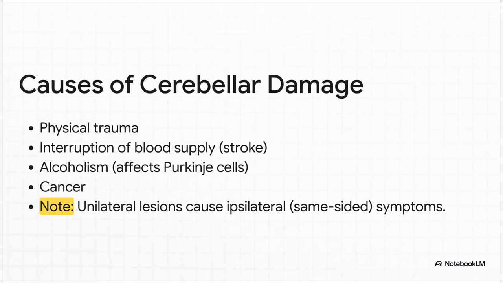Damage can happen for a few reasons: physical trauma, a stroke, cutting off blood supply, chronic alcoholism, or even cancer. But here is the single most important diagnostic clue you need to know about cerebellar damage. Unilateral lesions, that means damage to just one side of the cerebellum, produce ipsilateral symptoms. That means the symptoms appear on the same side of the body as the lesion. This is a huge clinical point.